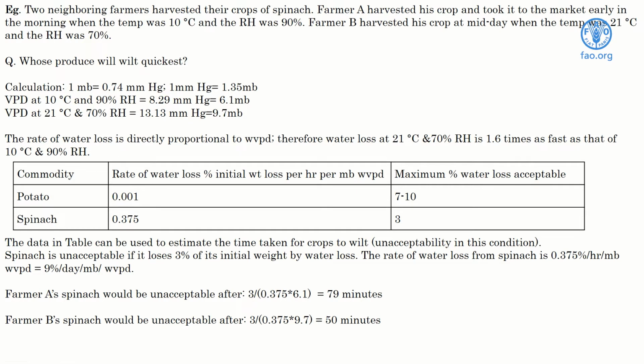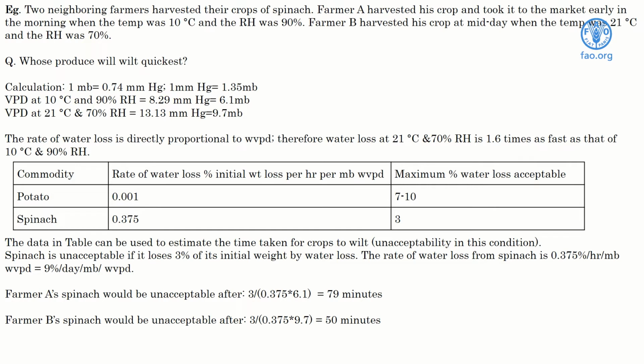The rate of water loss is directly proportional to water vapor pressure deficit. The data in the table can be used to estimate the time taken for crops to wilt or become unacceptable in this condition. Spinach is unacceptable if it loses 3% of its initial weight, the maximum water loss acceptable. And for potato, 7 to 10, I think we can make it 8% on average.